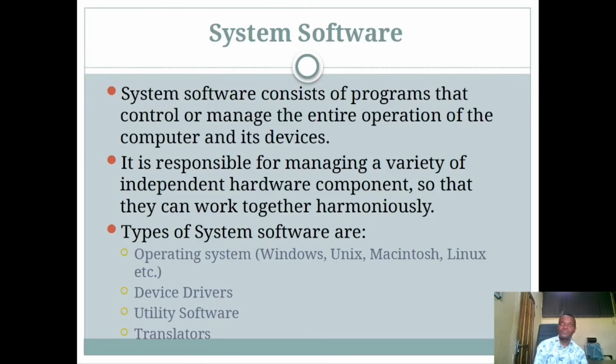Okay, so for high-level programming languages, you can look at compilers, you can look at interpreters. But for low-level language like assembly language, you can look at assemblers. Okay, so these are the different types of system software. Let me go over it again. We have operating system. Examples include Windows, Unix, Macintosh, Linux.